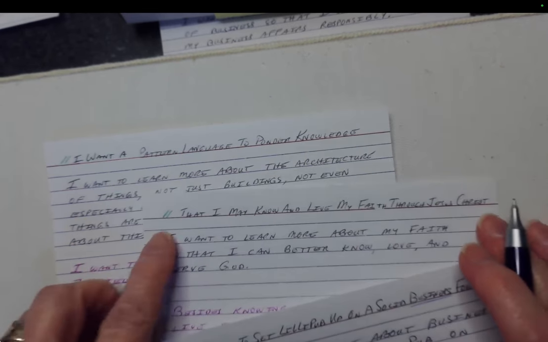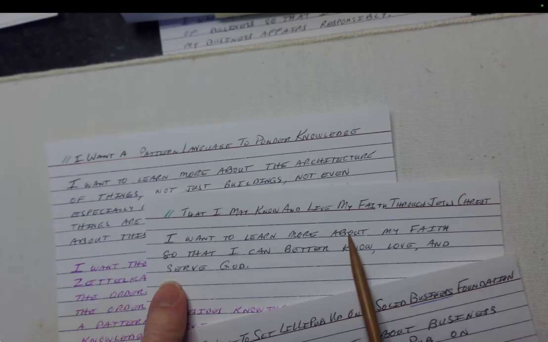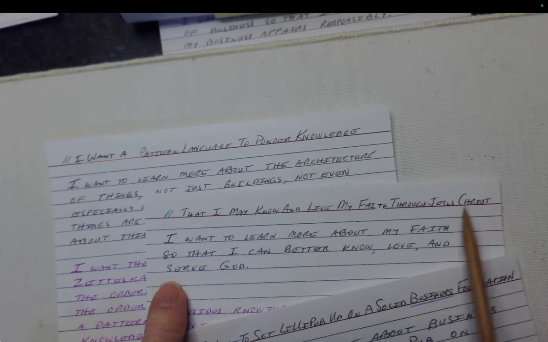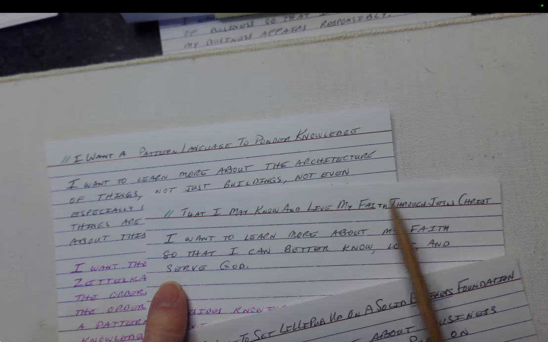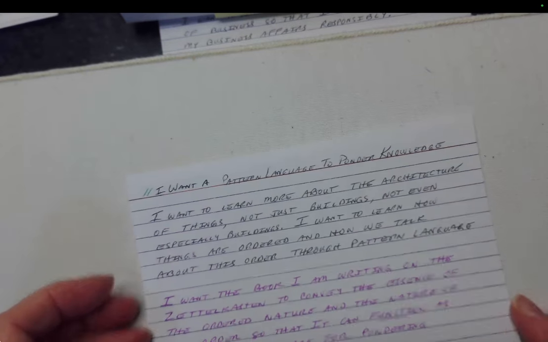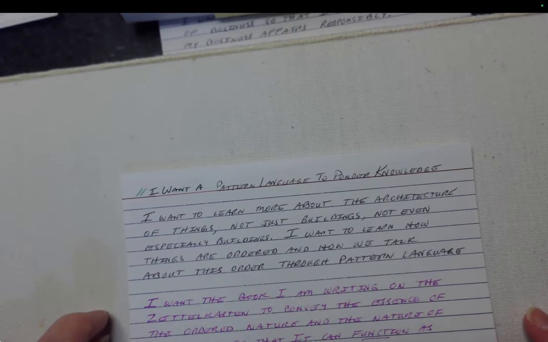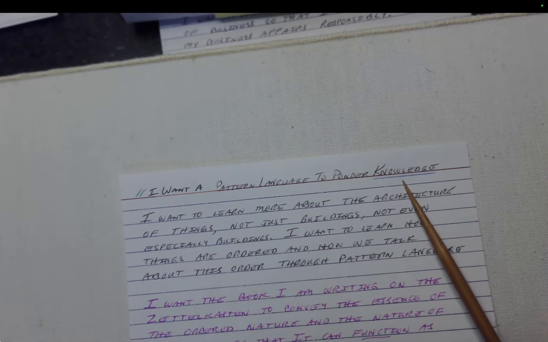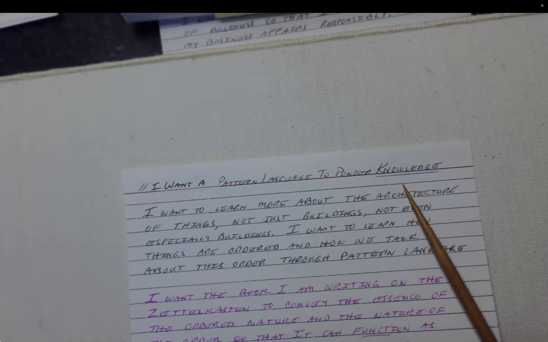Here, my second was that I may know and live my faith through Jesus Christ. My faith is the core area. And now my third one, I want a pattern language to ponder knowledge. And knowledge is my core area, but wait, this does not feel quite as core as it possibly could.